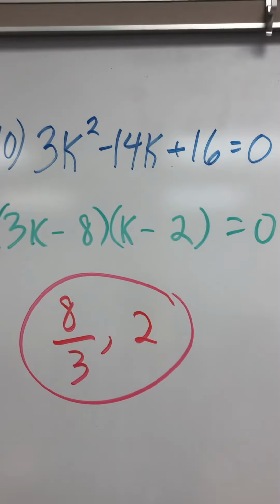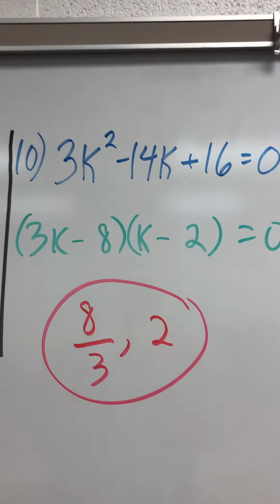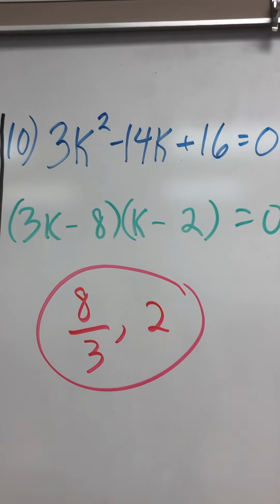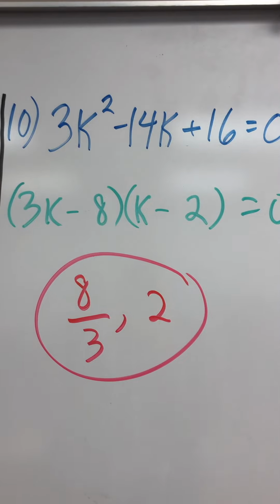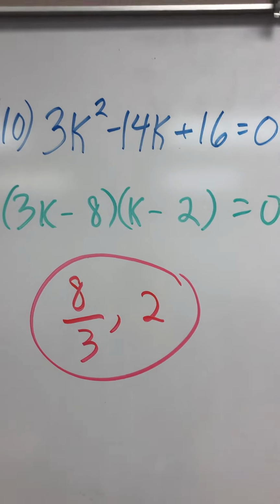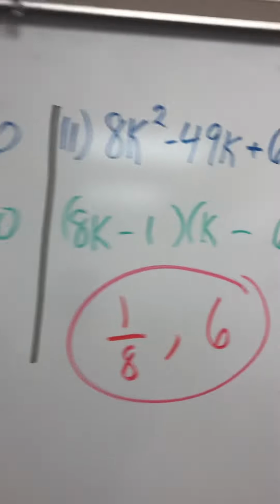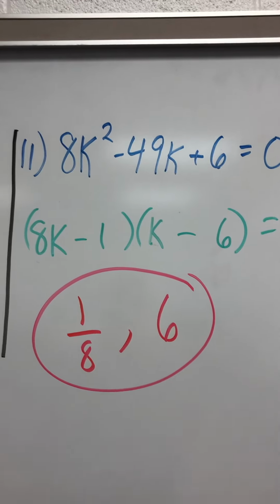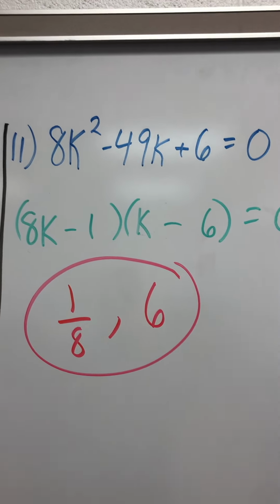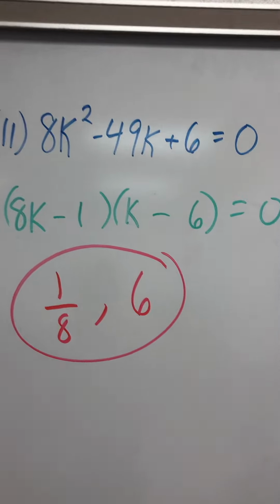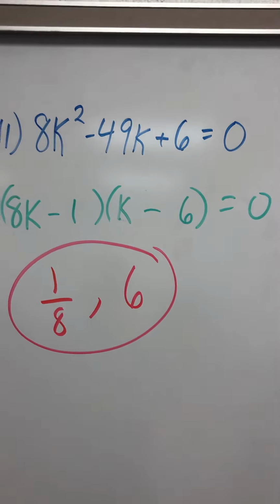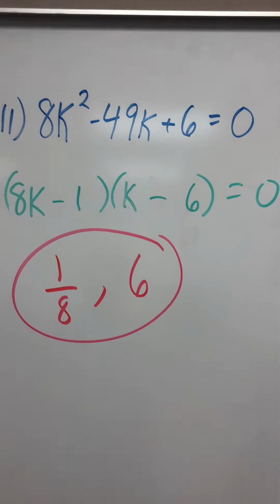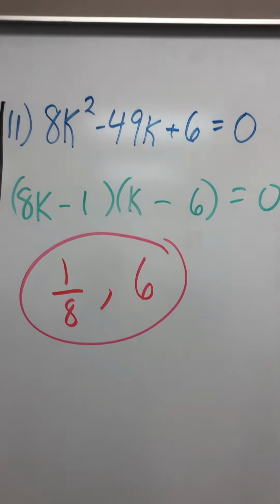3k squared minus 14k plus 16 factors to (3k minus 8) times (k minus 2). Your answer is 8 over 3 positive and positive 2. 8k squared minus 49k plus 6 equals 0. That's going to factor to (8k minus 1) times (k minus 6). So your answer is positive 1 over 8 and positive 6.